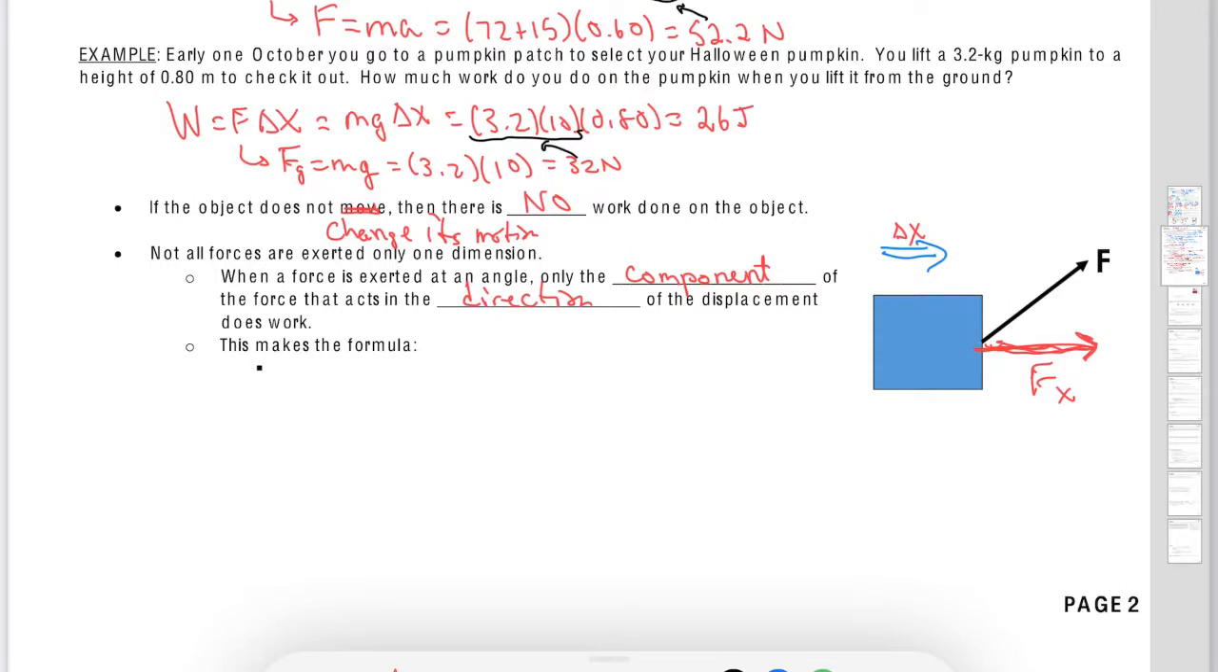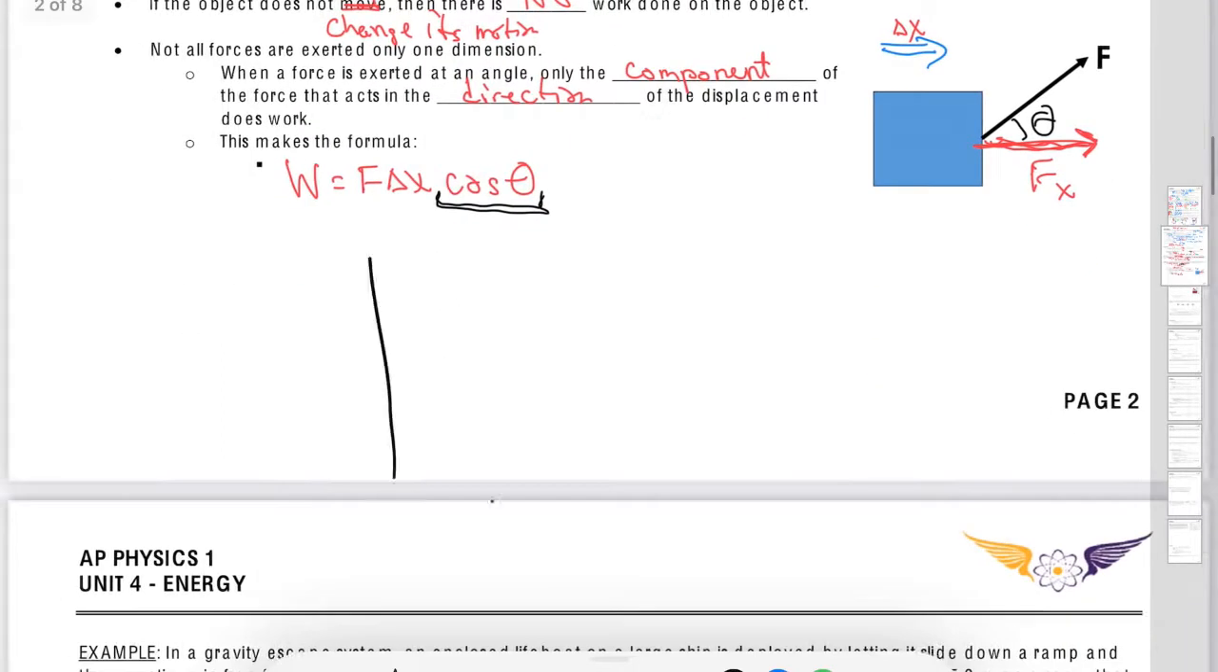And so how does that change the formula? Well, it makes the formula F delta x cosine theta. This is now how you factor in that component piece. So we would know what the angle is at which this force is being applied. So here's a quick example.